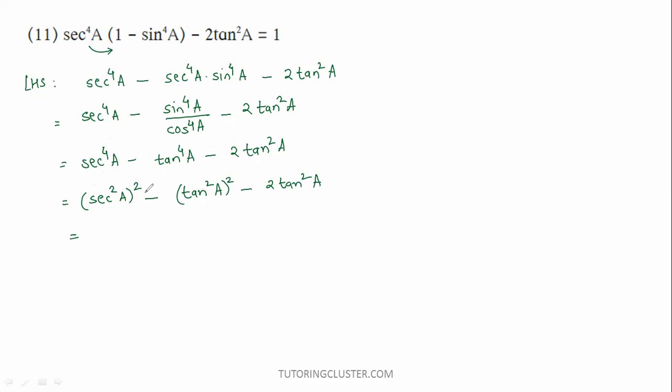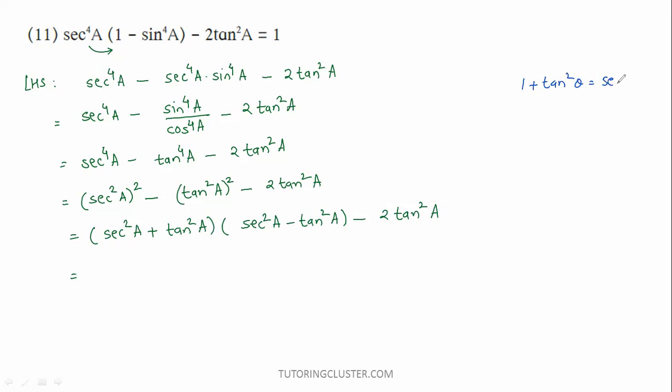A square minus b square, a plus b into a minus b, minus 2 tan square a. Is it clear? Now, what identity we have? We have 1 plus tan square theta is equal to sec square theta. Therefore, 1 will be equal to sec square theta minus tan square theta. So instead of this, what we can write? It is nothing but equal to 1.